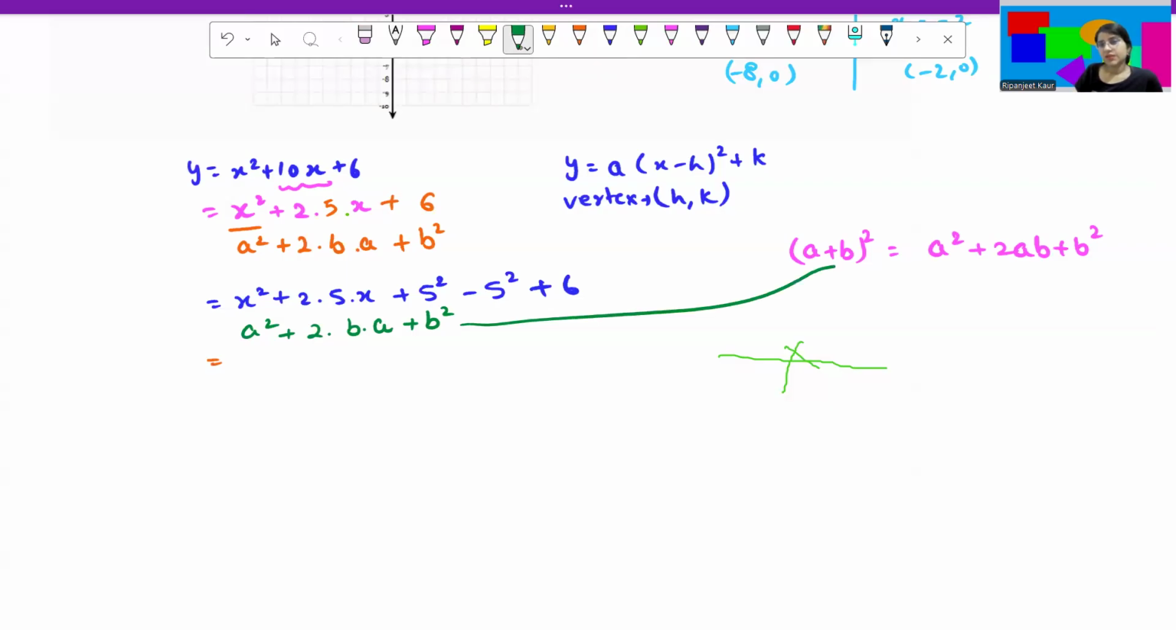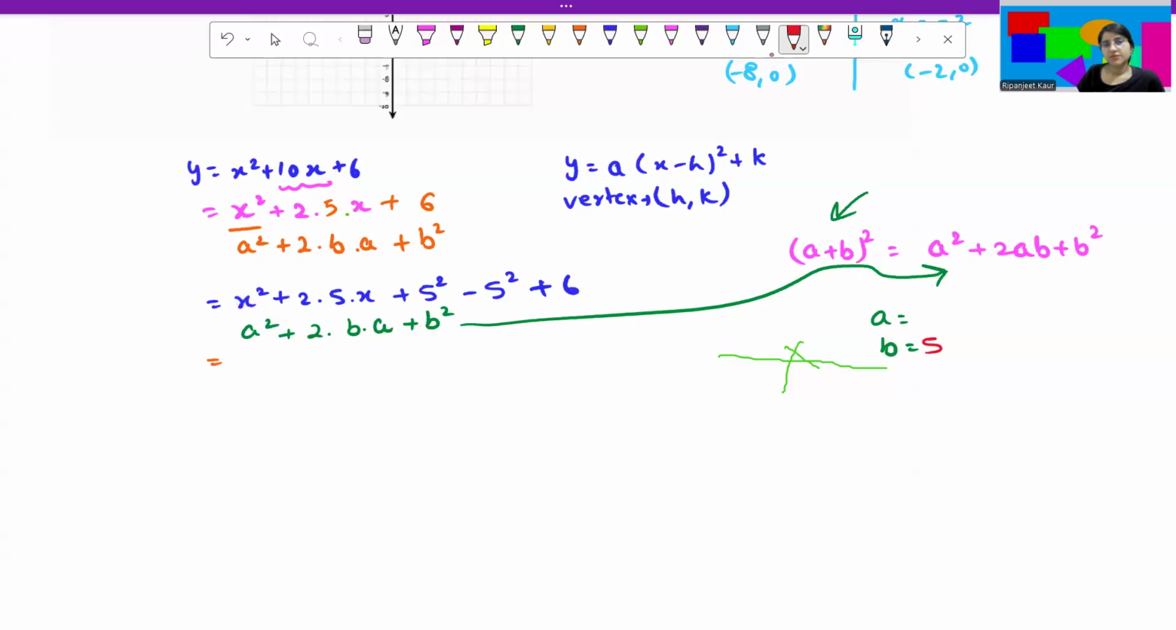Isn't it making the same thing as this? Yeah. So it's a plus b whole square. And what is a here? What is b? B is 5.